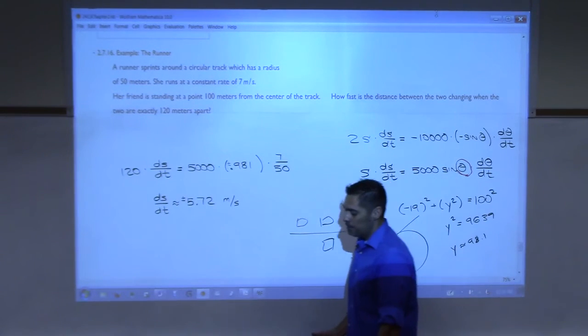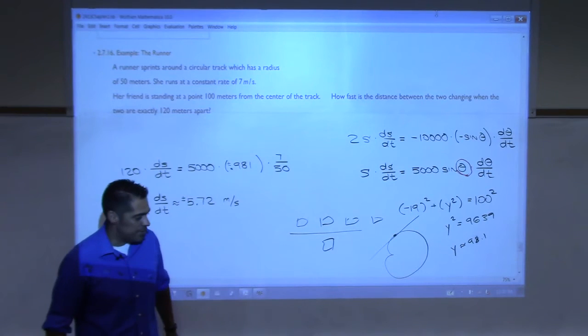And then related rates. So here's what I'm thinking about the related rates.